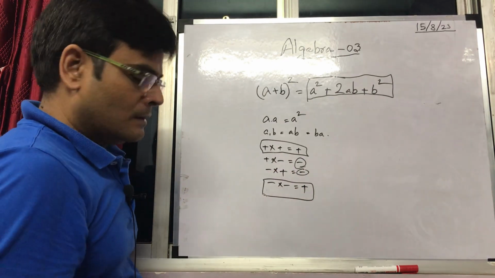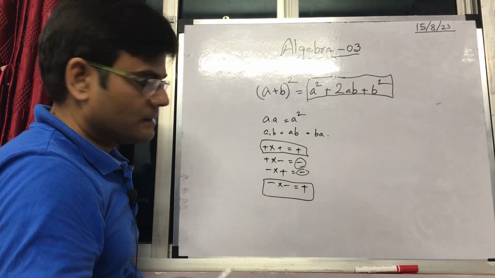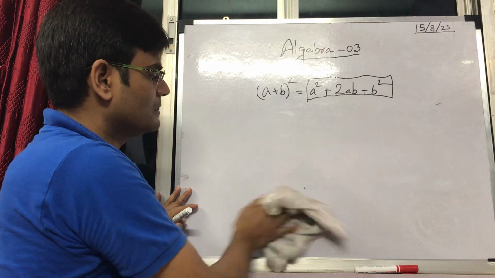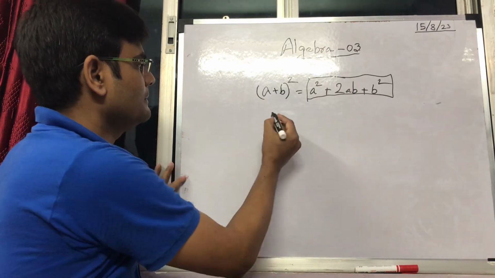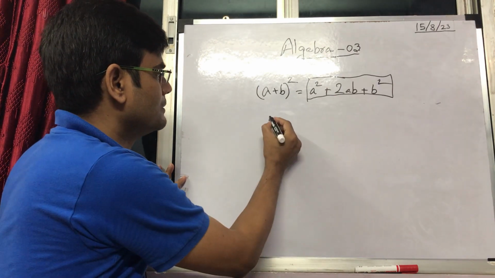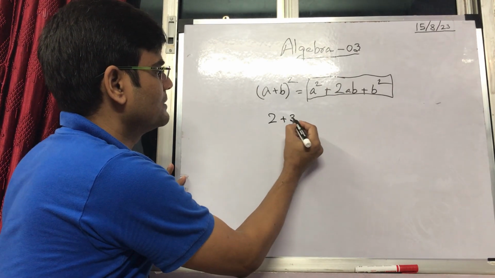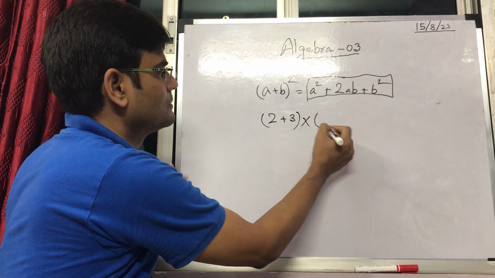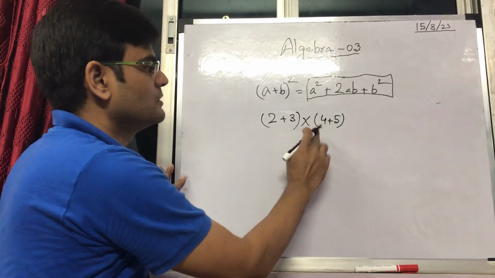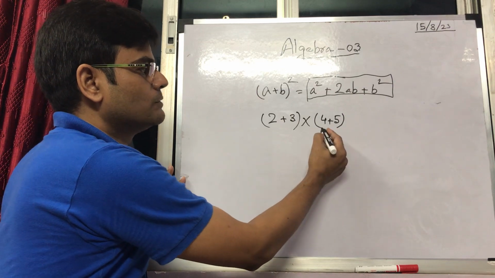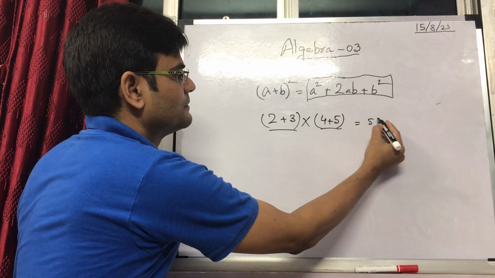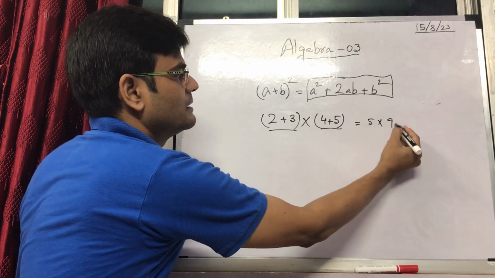Now another basic thing I wanted to say before we start deriving the formula. I'll give you an example with constants: (2 plus 3) into (4 plus 5). Now these braces mean you have to calculate the value first. So anybody can say 2 plus 3 is 5 and 4 plus 5 is 9, and that is 45.